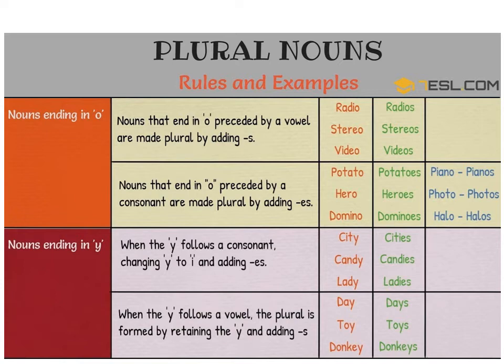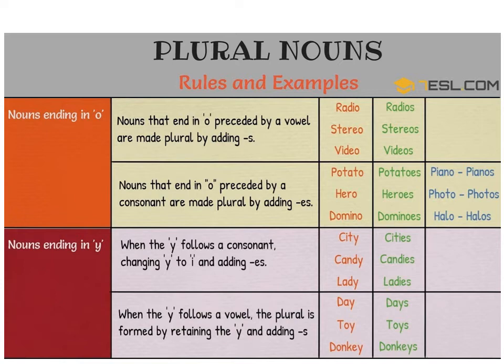Why did we only put S? Because look at the O there. Before O, we have I. And I is an example of a vowel. So we just have to put S. If there's a vowel and then there's O, we just have to put S. Example again is stereo. And then we just put S on it, stereos. The next one is video. We just add S, videos. Okay?